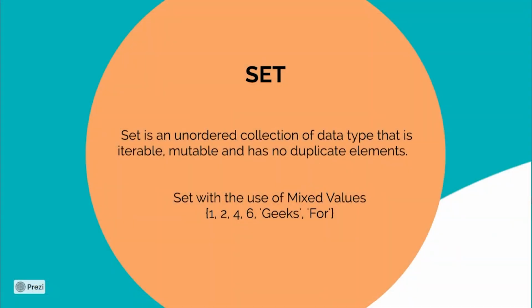Set. In Python, a set is an unordered collection of data type that is iterable, mutable, and has no duplicate elements. The order of elements in a set is undefined, though it may consist of various elements. Here we can see an example of a set with mixed values. We have all different values, integers and strings. So a set can be a combination of all the data types.